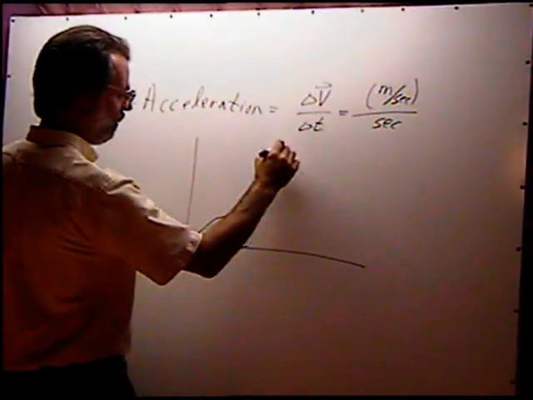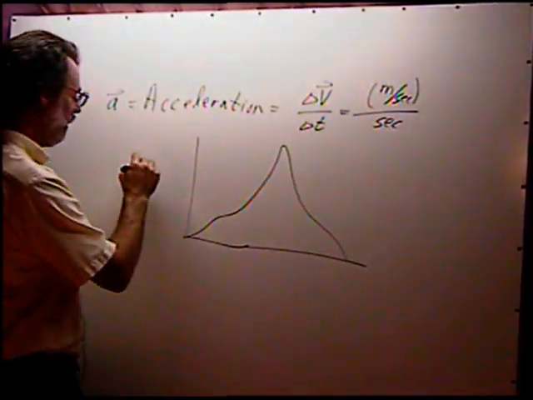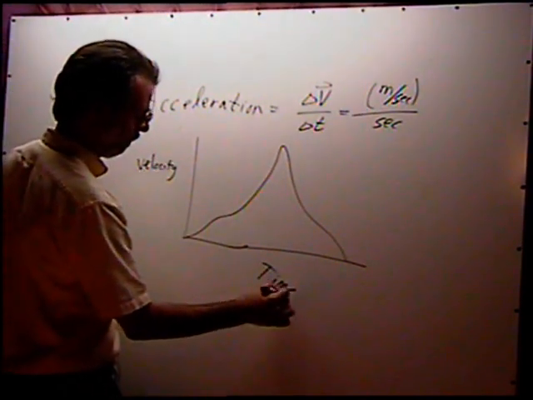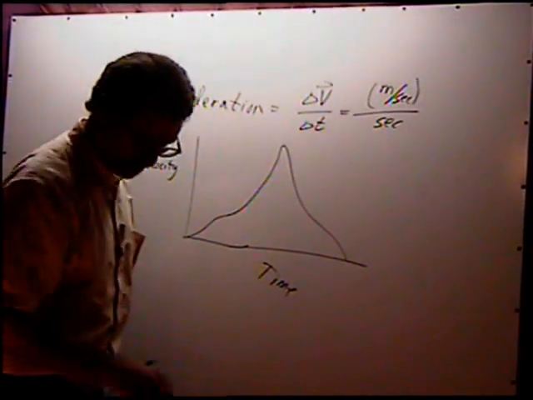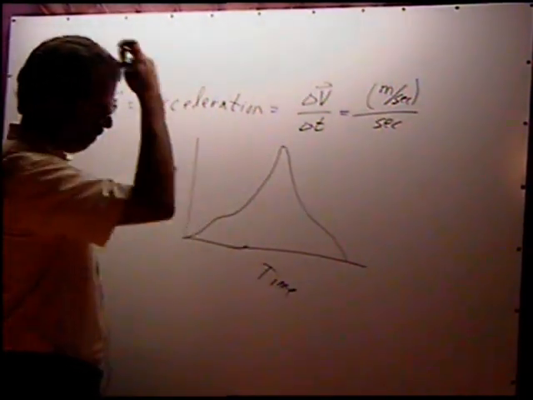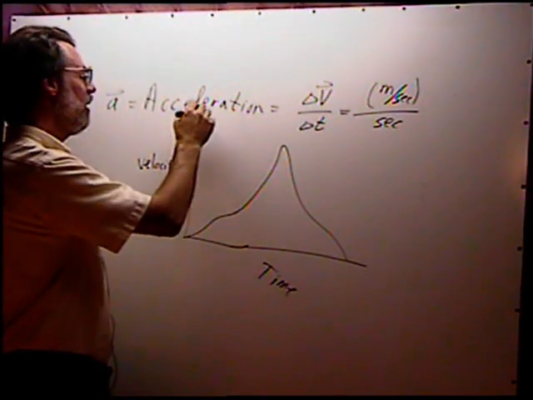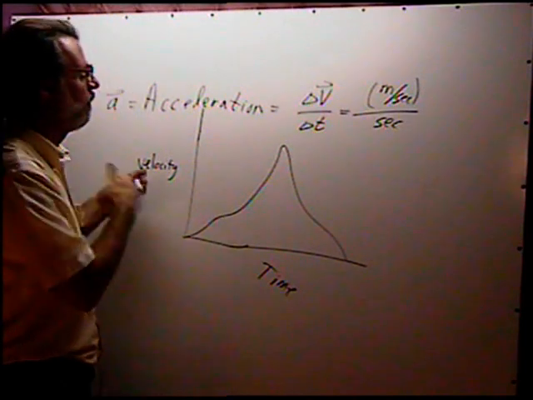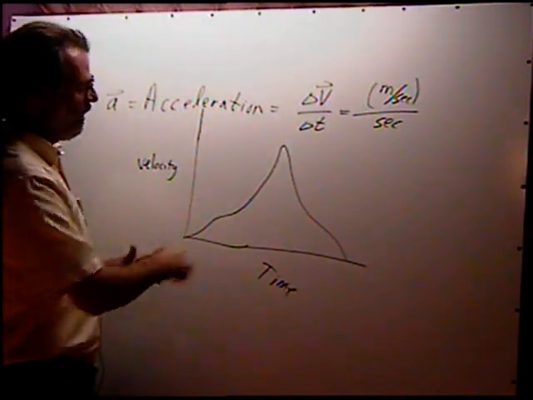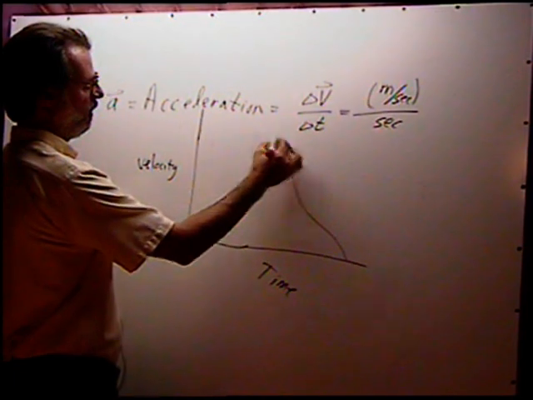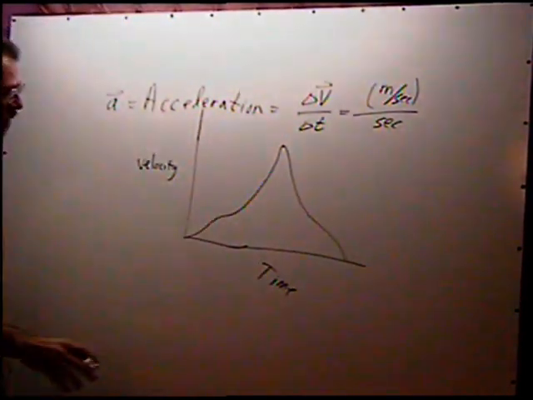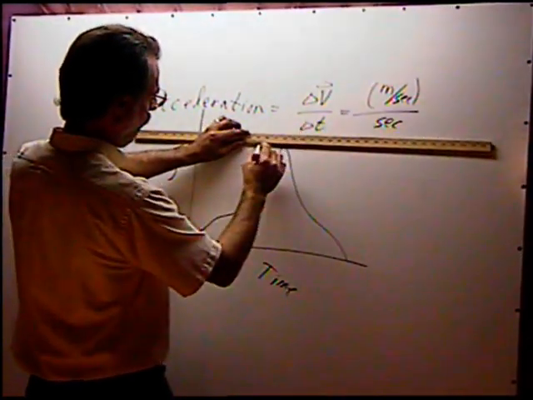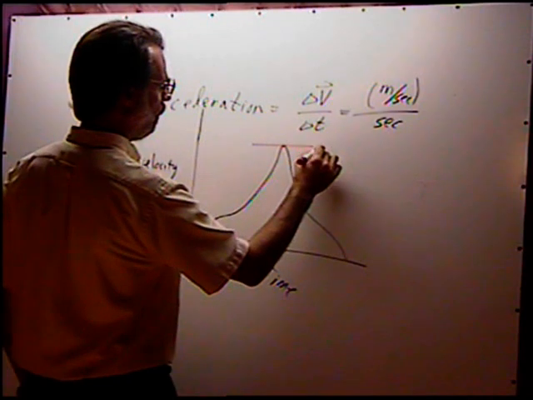It comes up, it peaks, and then it comes right back down. This is velocity, and this is time. And it asks you to find the car's acceleration at certain points in time. Now, one interesting thing, and students often get confused about this, is what happens at this point right here? What is the slope at that point? Well, the instantaneous slope at this point is 0. The slope is 0.